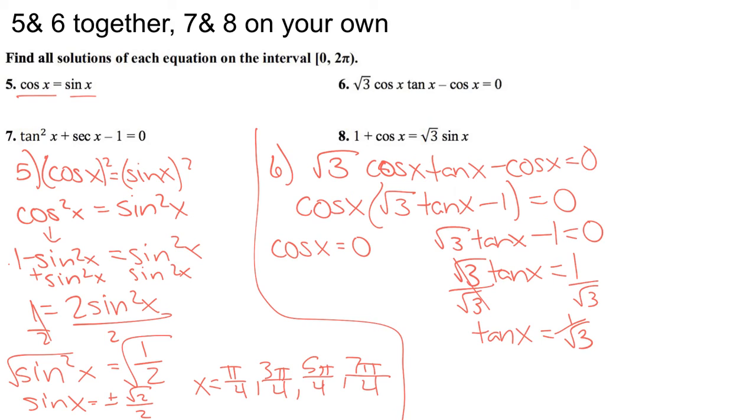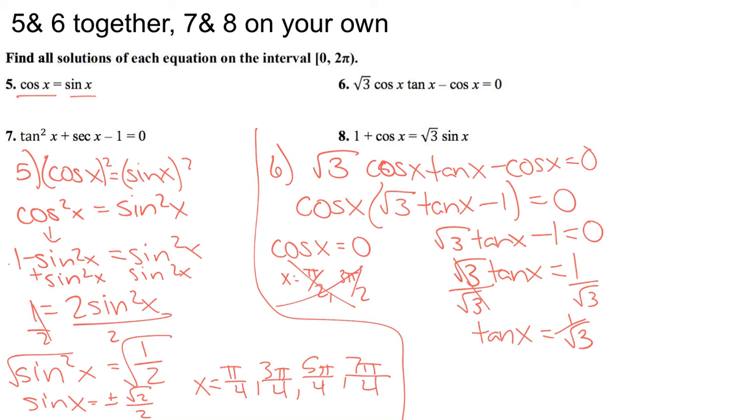So once you go in and check your work inside of that unit circle, you should see for cosine, cosine is 0 at pi over 2 and 3 pi over 2. So x equals pi over 2, 3 pi over 2. However, at pi over 2 and 3 pi over 2, tangent is undefined. So those actually don't exist.